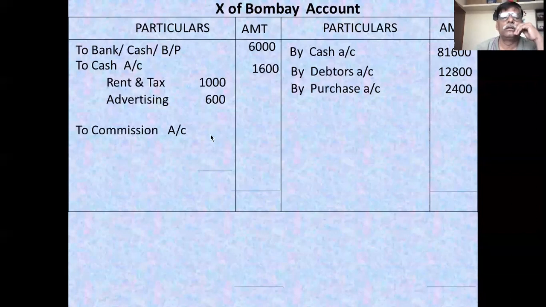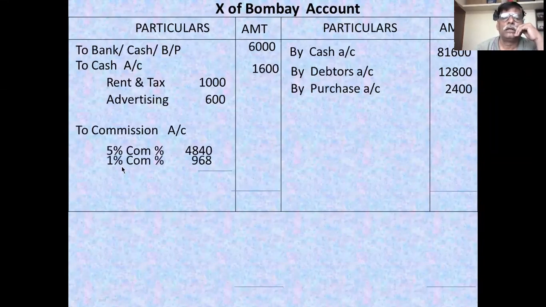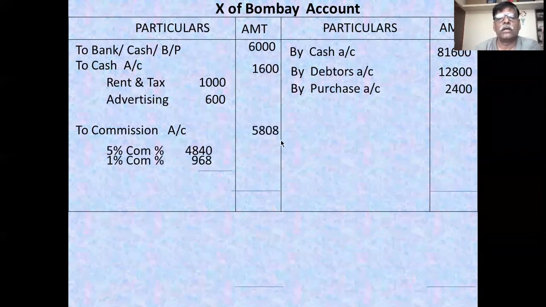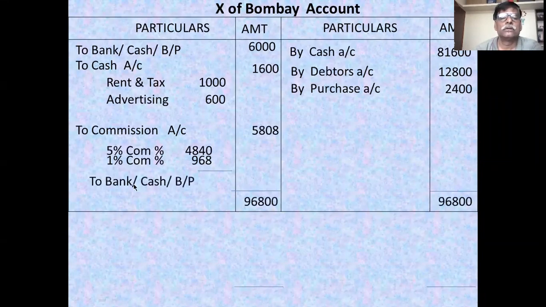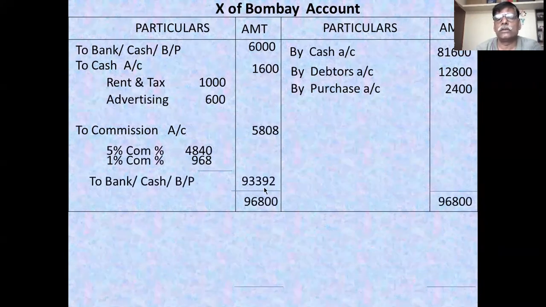Then commission. To commission, 5% commission is 4,840. 1% commission is 968. This is the commission on total sale, already calculated above. Total 5,808. Close the account and take the balance. To bank account, balance is 93,392. Okay, this is in the books of consignee.